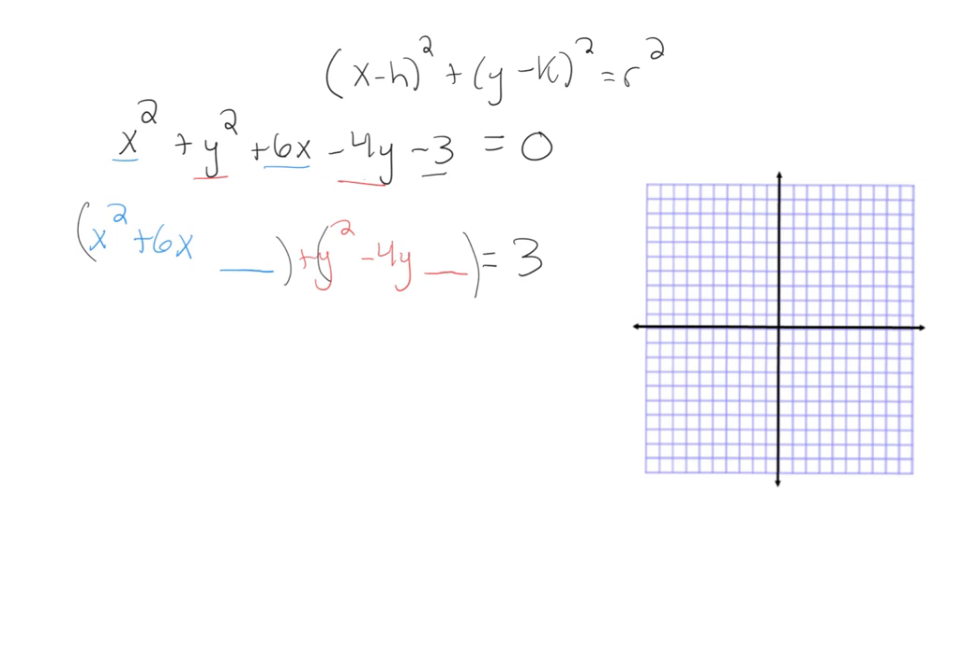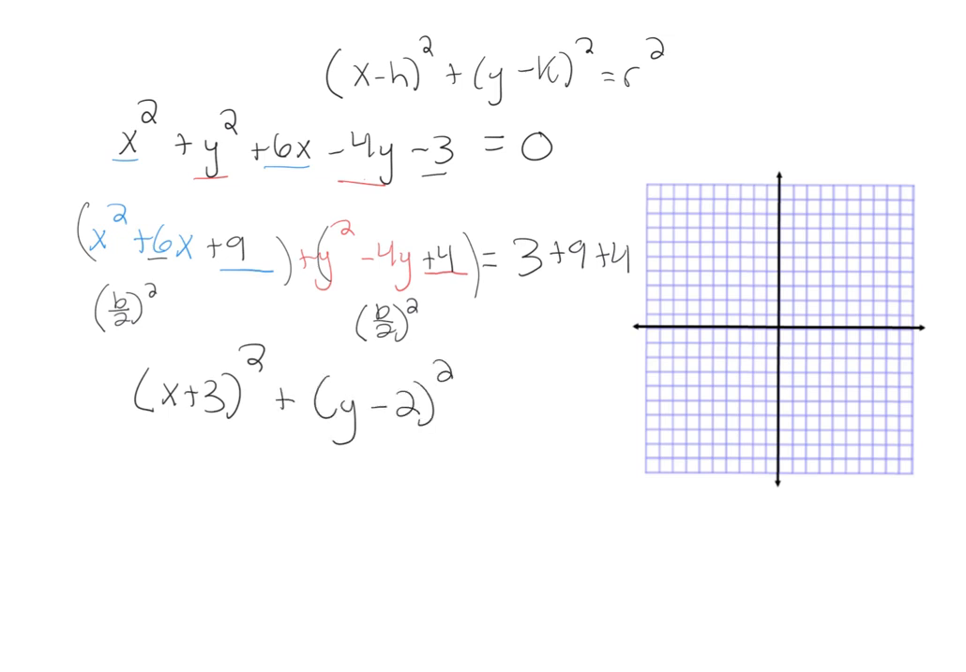All right, so let's do that, b over 2 squared. So 6 divided by 2 squared is plus 9. And I'll balance that out by adding 9 on the other side. And then b divided by 2 squared. 4 divided by 2 squared is going to be 4. And I'll balance that out by adding 4 on the other side. And now I just have to factor. So I have (x plus 3) squared plus (y minus 2) squared equals, add these all up, 16.